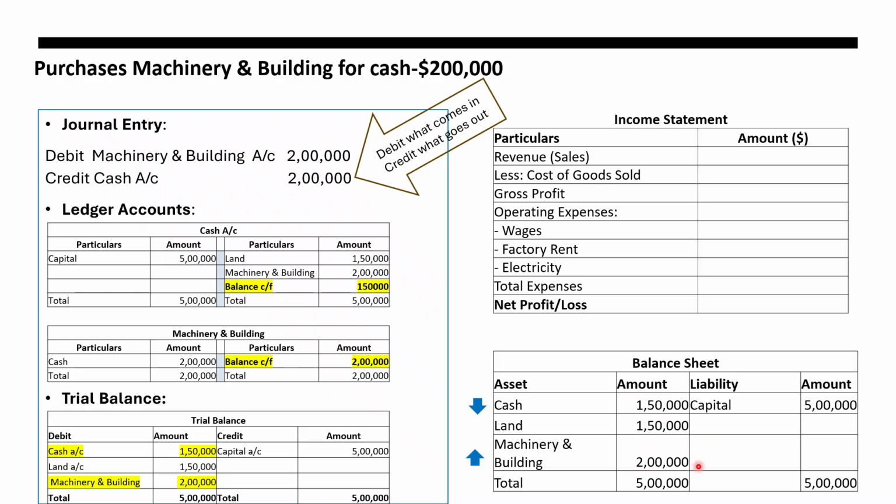by 2 lakhs. Land value remains unchanged, which is 1,50,000. So if you total the asset side, it is 5 lakhs. On the liability side, capital remains untouched, 5 lakhs. So the asset side is equal to the liability side. The amount is 5 lakhs.